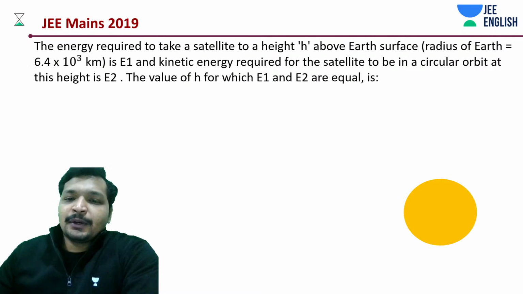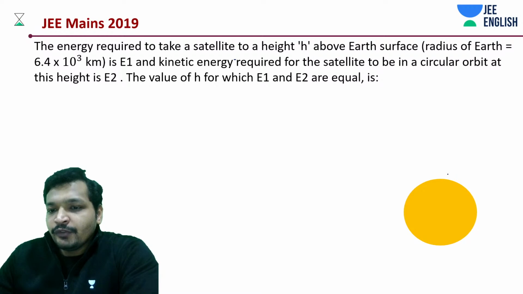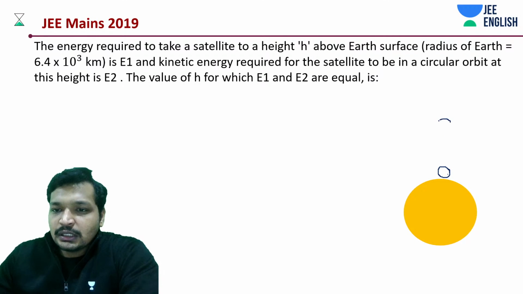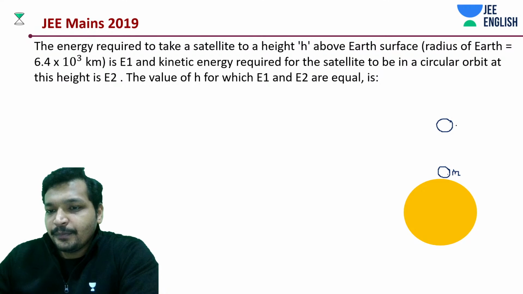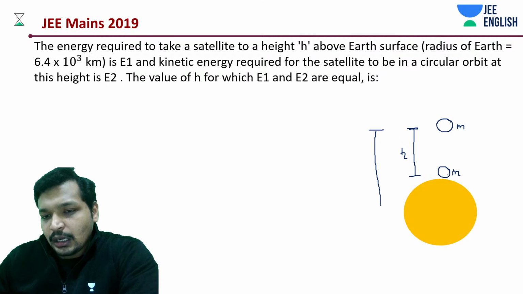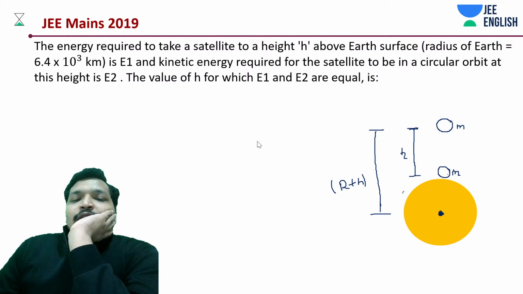Let's understand how to do it. It's a very simple question actually. So we have two situations here. One situation where you have an object, and this object has been made to reach a certain height h. Same object of mass m at height h. You remember from the center it's going to be r plus h. Okay, good. We know this thing.